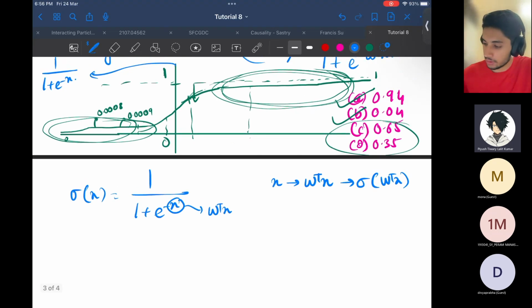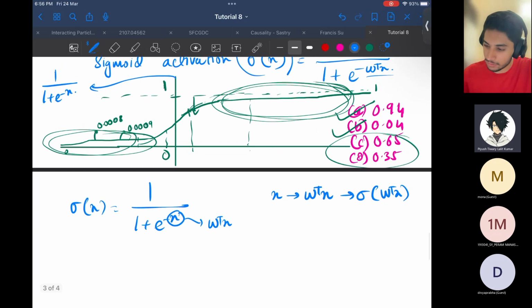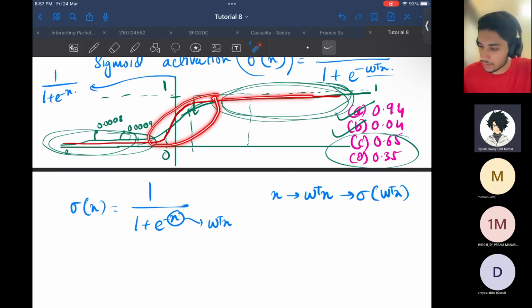I hope you can see that this won't change anything. The same argument will go for W transpose x as well. What will happen if, instead of minus x, you take minus W transpose x? You might observe a change in the slope, but you will still see some sort of saturation. That is inherent. So the arguments that I just gave will still follow. Maybe the transition is a bit different, but the saturation regions will remain as they are. Okay, so let's move forward.